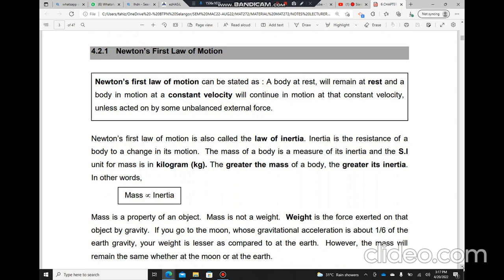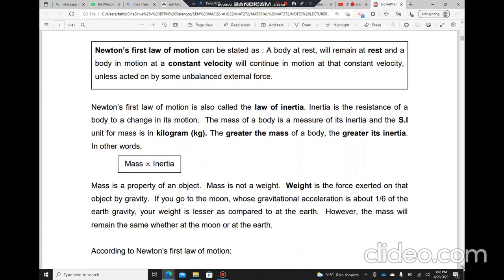Okay, maksudnya untuk Newton's first law of motion, kalau body tu berada dalam keadaan rest, dia akan kekal rest ataupun kekal pegun. Then kalau body tu dalam keadaan bergerak dengan constant velocity, dia akan still dengan motion constant velocity. Okay, so Newton's first law of motion is also called the law of inertia. So kita panggil dia juga sebagai law of inertia.